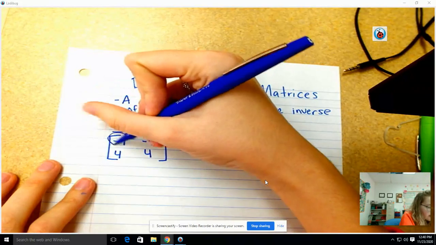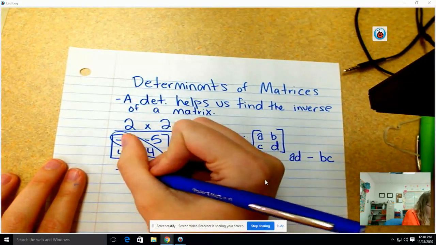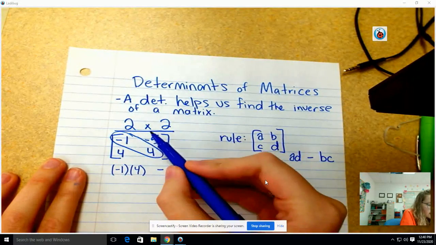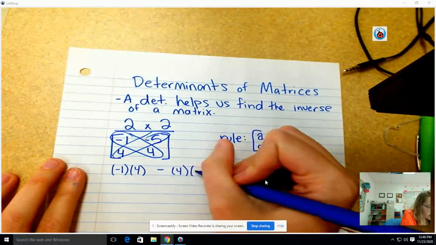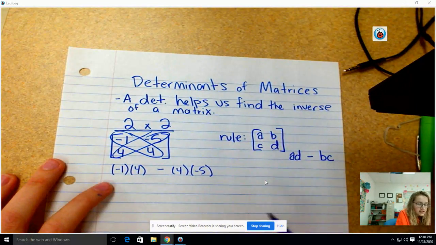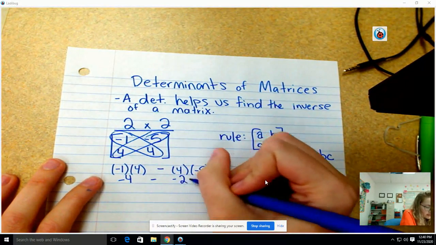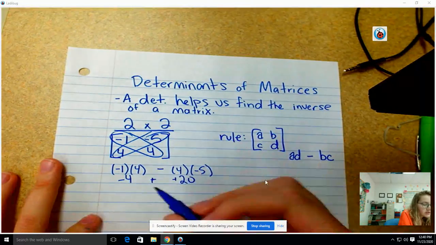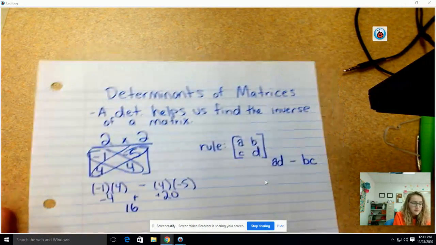So over here, this is our A and our D. So we're going to have -1 times 4 minus our B and our C, so we're going to have 4 and -5. That's going to give us -4 minus -20. -4 minus -20 is the same thing as -4 plus 20. So our determinant of that matrix is going to be 16.